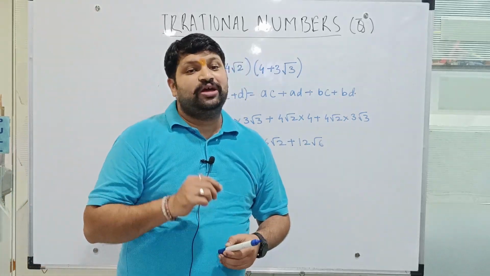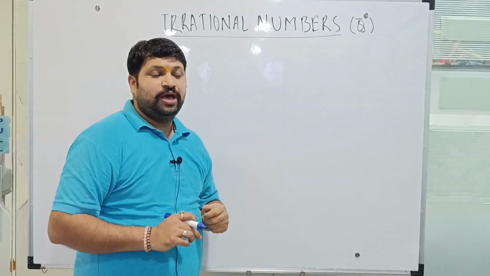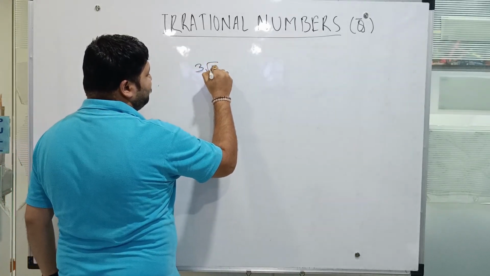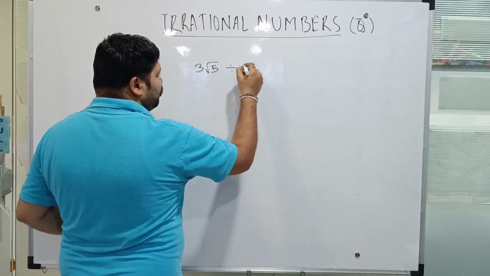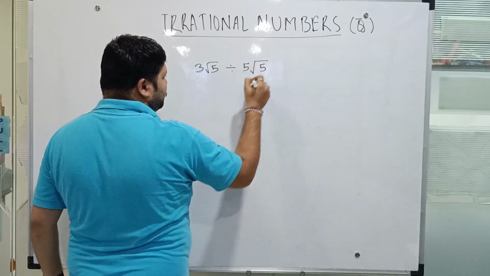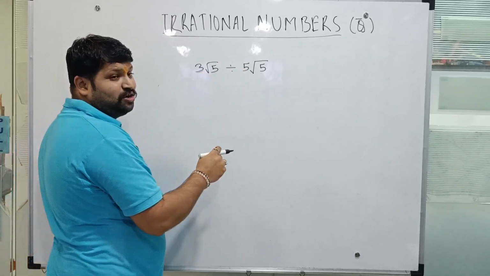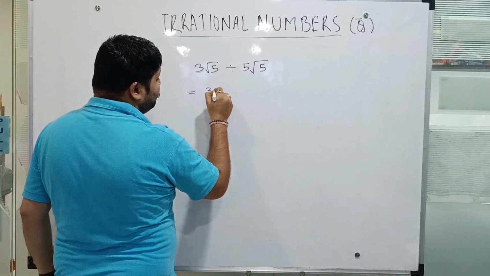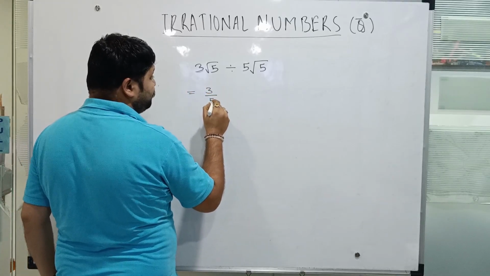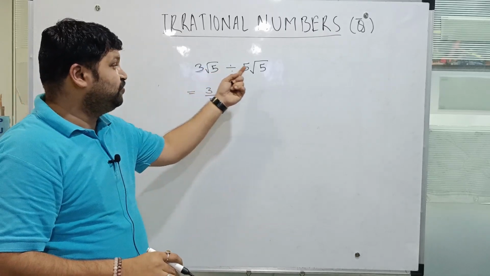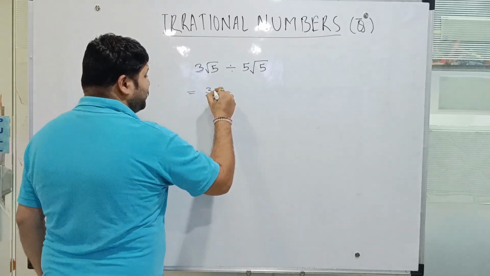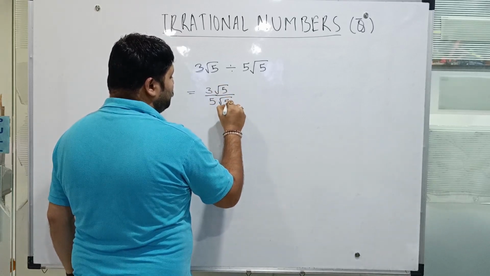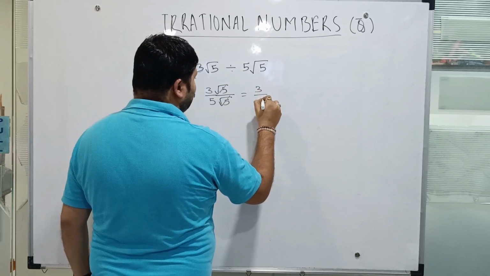Now let us go ahead with division of irrational numbers. Now let us talk about division. So say I have 3 root 5 divided by 5 root 5. In this case, in division, they can cancel each other only if they are the same or they are factors of each other. So we would write it as 3 divided by 5. That would be our final answer, because this root 5 and root 5 would get cancelled out. So effectively we'll have 3 root 5 divided by 5 root 5. Since they are the same number, we can cancel them out and write it as 3 upon 5.